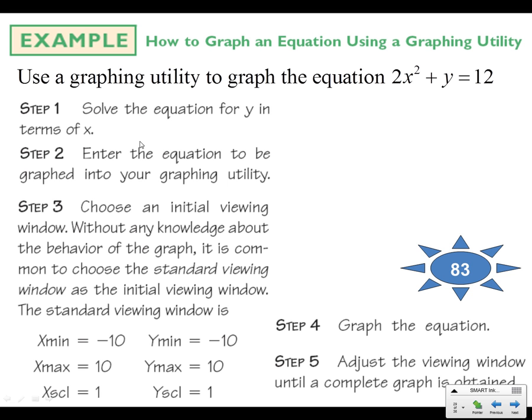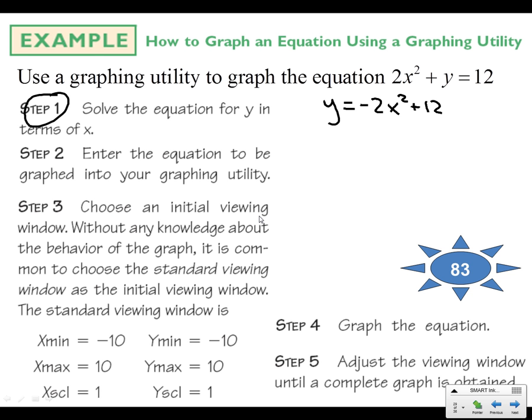So we can follow our steps here to get 2x squared plus y equals 12. So solve the equation for y in terms of x. We've got to do that first. So we're just going to move it over. Y equals negative 2x squared plus 12. All right, step 1, check.